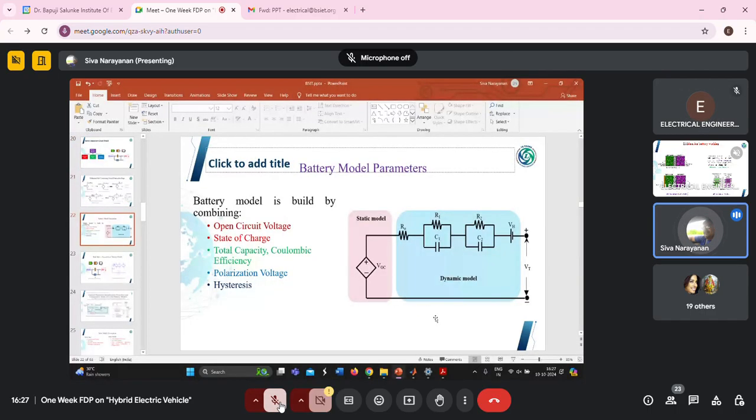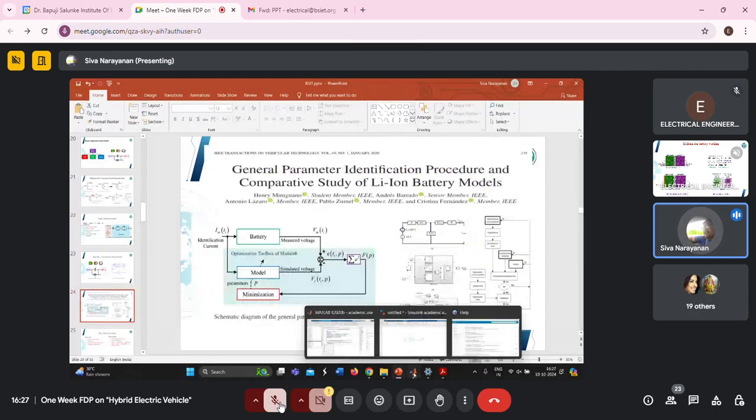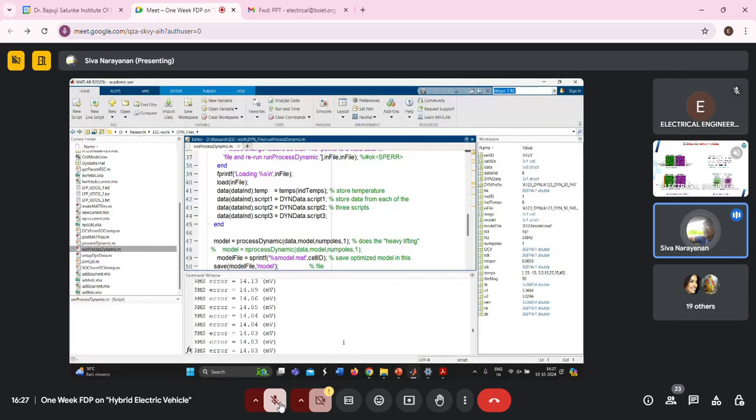Okay. Any other doubt, or shall I show one small MATLAB code? Is it okay? Shall I show some code?